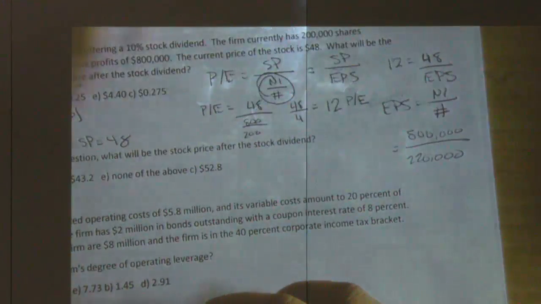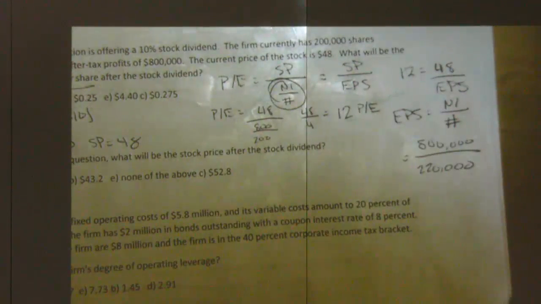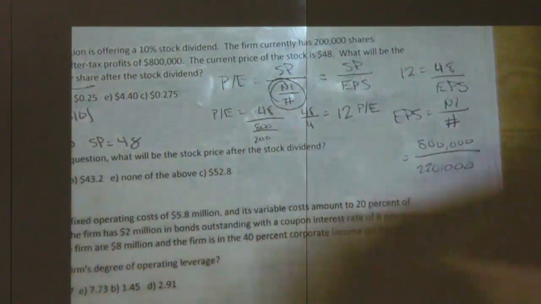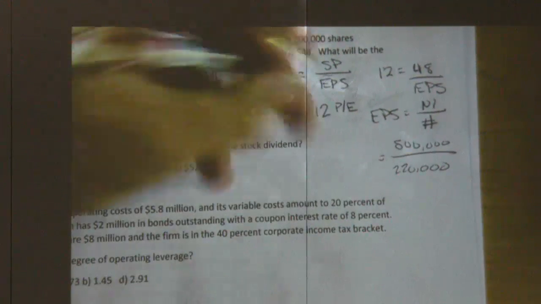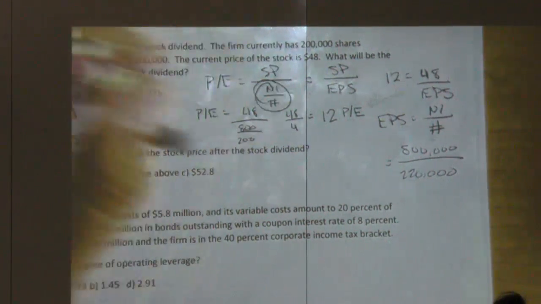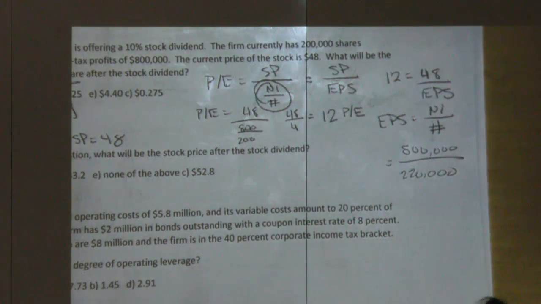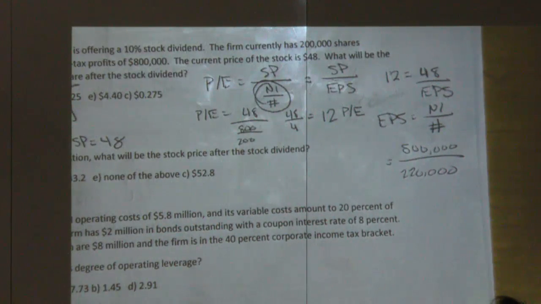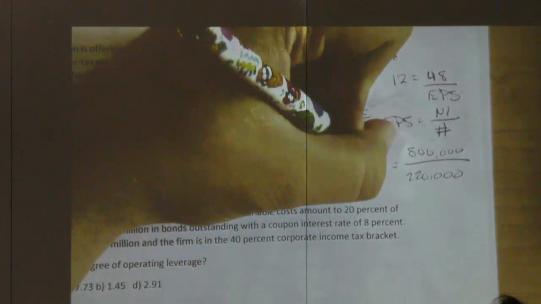So I went a little too far with the math. 800 divided by 220 would be 363 or 364 due to rounding. So here, you would have to do this for this problem right here. So we kind of worked on that. So this is going to be 364. Okay.